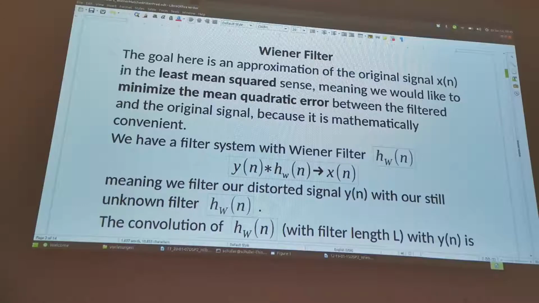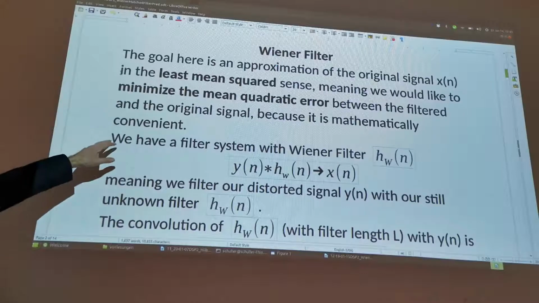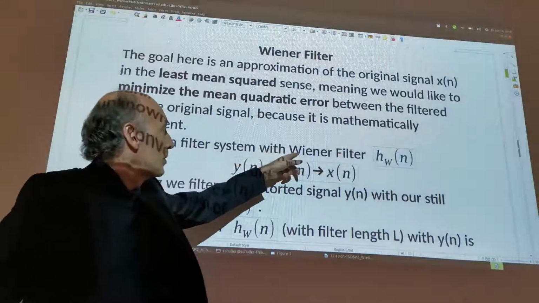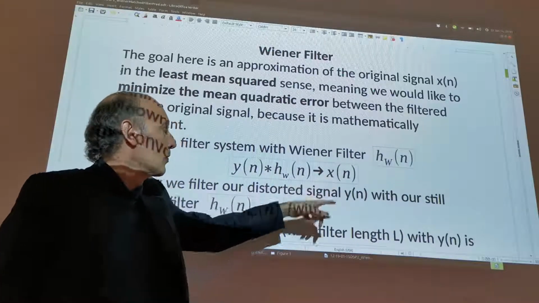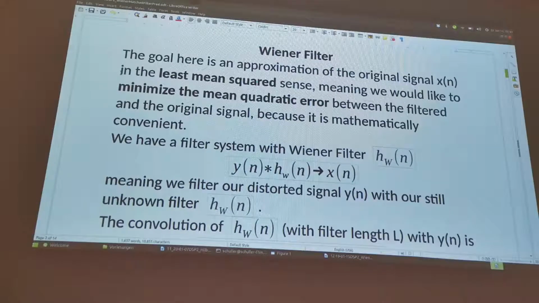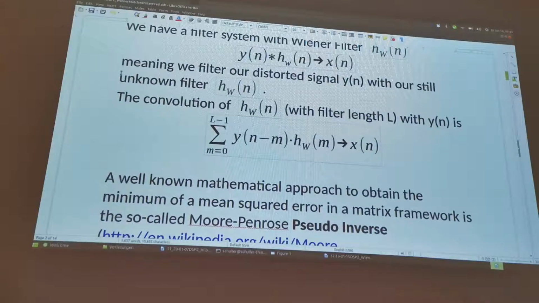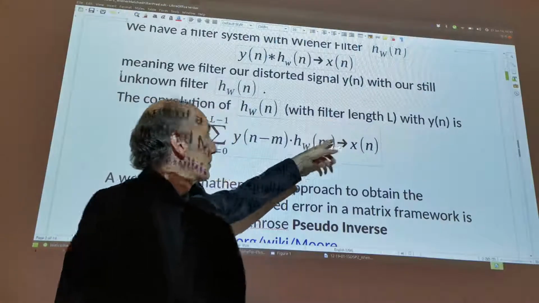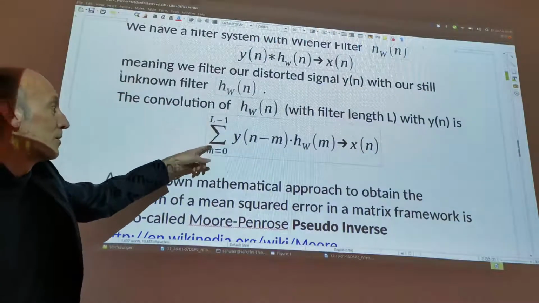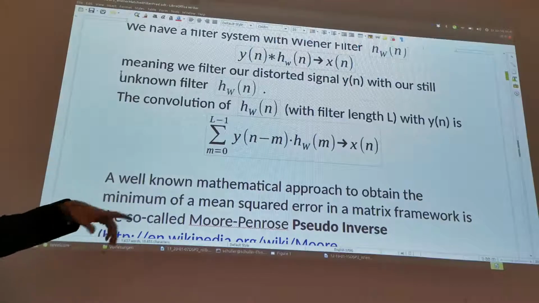If you have x squared, then we have 2 times x as the derivative. Yeah, so we have a filter system with a Wiener filter, then we have the noisy signal convolved with a Wiener filter, which should be as close as possible to the original signal x. Meaning we filter our distorted signal with our still unknown filter H_W for Wiener. Yeah, and the convolution of this Wiener filter with filter length L with y is this formula, as we all know. Here we have the well-known convolution formula.